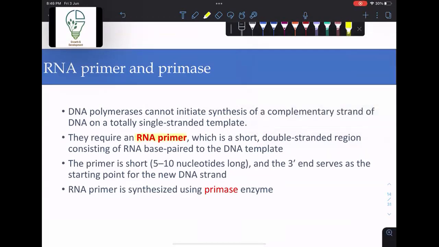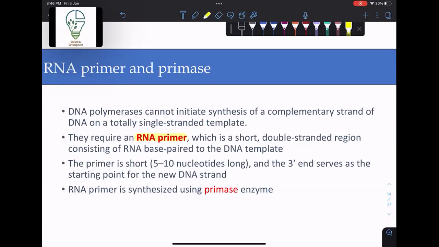Think of the RNA primer as like a glue, okay? Or like the primer in your makeup routine. It basically is something that you put at the base. That's the first thing you put on, okay? So the RNA primer is the first short double-stranded region that consists of an RNA base paired to the DNA template. So this is the very first nucleotide that is going to come and attach to the DNA molecule.